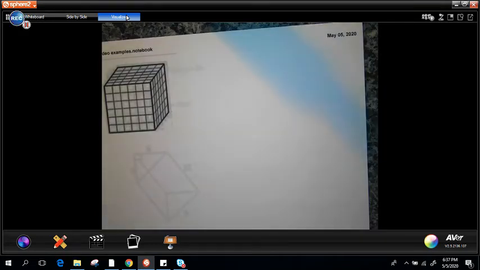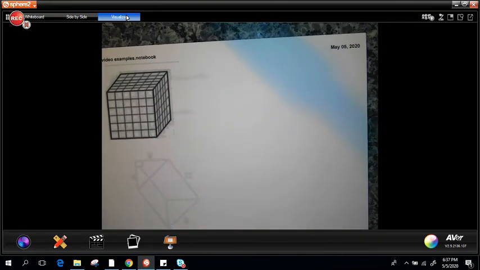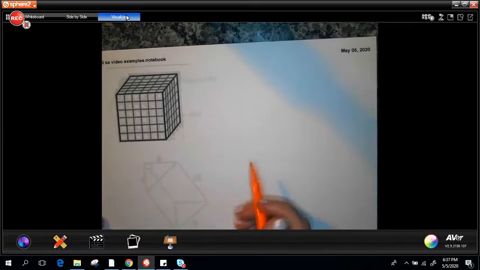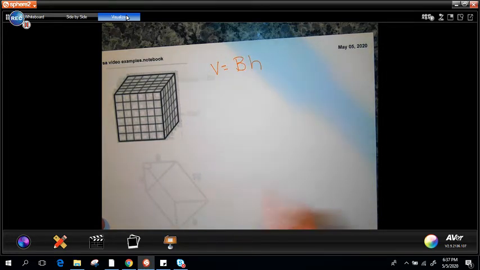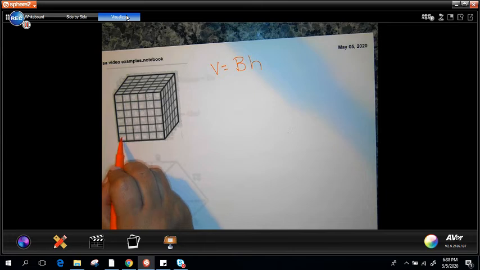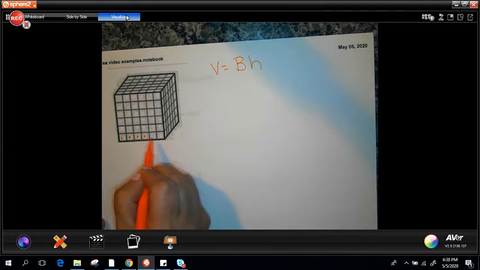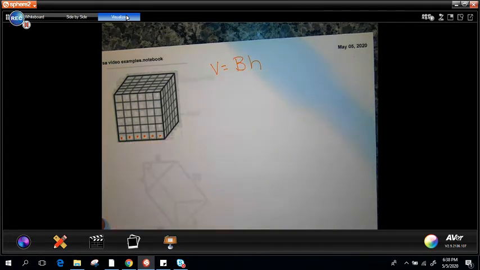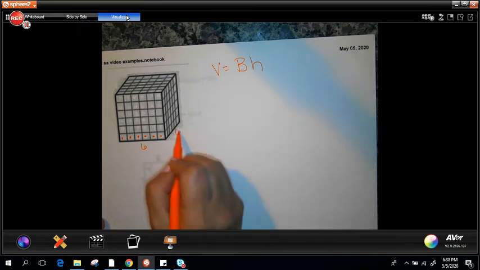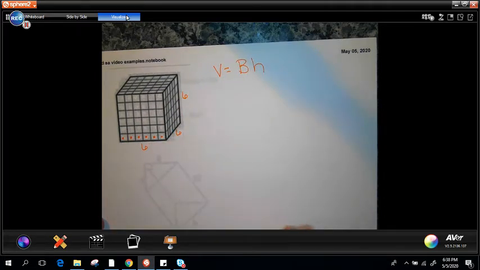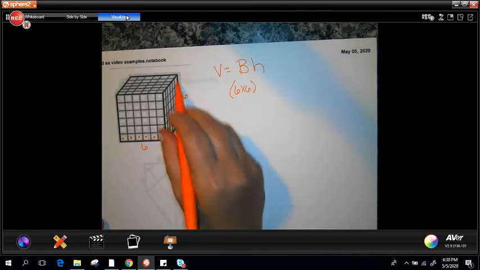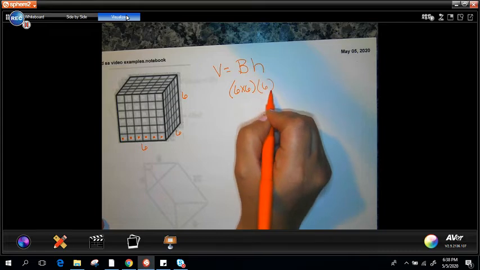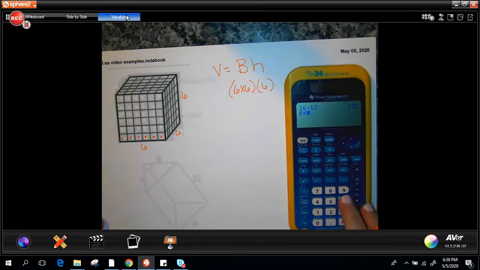Now we have a cube. Remember, in a cube, all 6 sides are the same. All squares are the same. So, volume equals area of the base times height. So let's find the area of the base. It's 1, 2, 3, 4, 5, 6 across. And since it's a cube, that means all sides are the same. So area of the base, 6 times 6, times the height, times 6. 6 times 6 times 6.